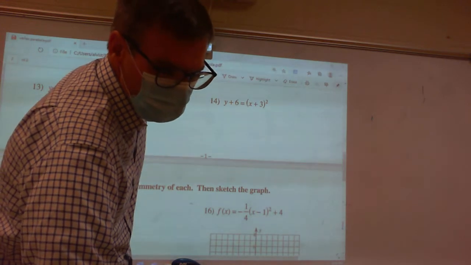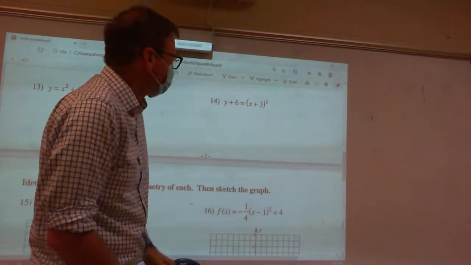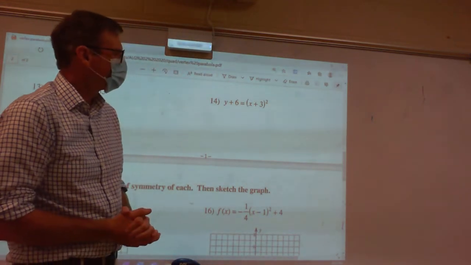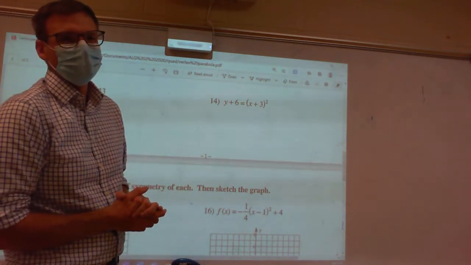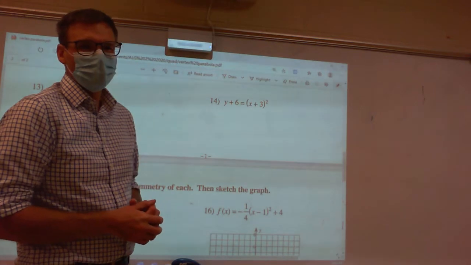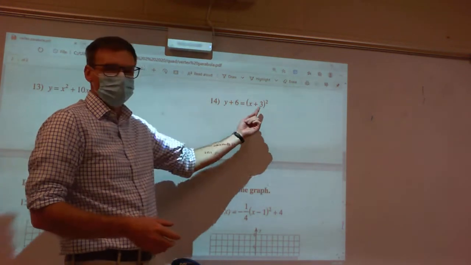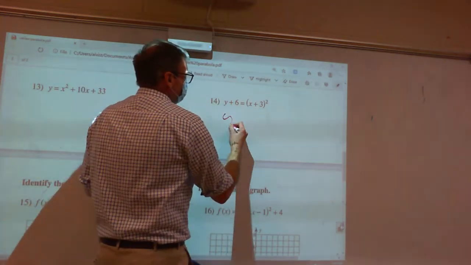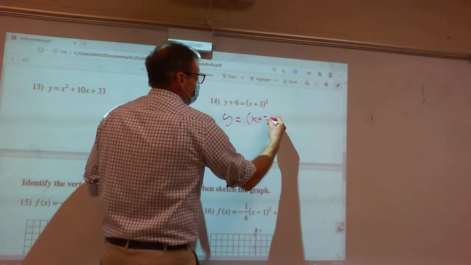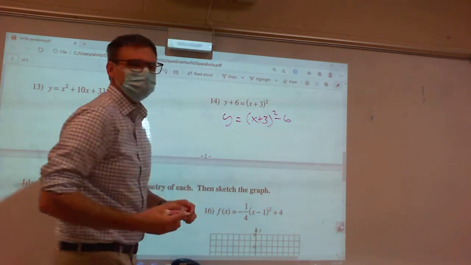Now I'm going to stop everybody for just a second. The reason I'm going to stop everybody is you don't have to do hardly any work. If your goal is to make it look like standard form, like everything else, all you have to do is subtract 6. And when you subtract 6 from both sides, you end up with y is equal to (x plus 3) squared minus 6.